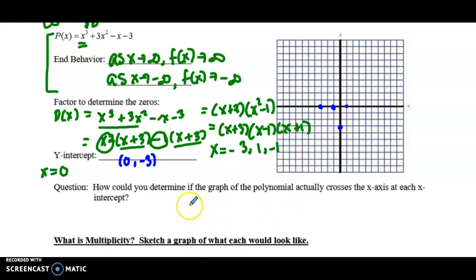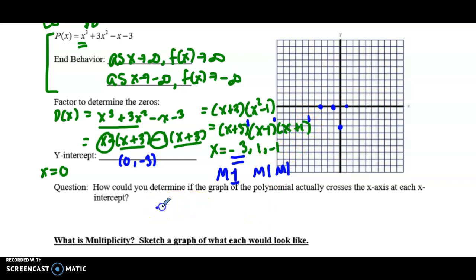And multiplicity is how many times you see each zero. So this zero of negative 3 has a multiplicity of 1. Multiplicity of 1 means this is x plus 3 to the first power. Okay, this is x minus 1 to the first power. There's only one of them. Multiplicity of 1 means how many of those zeros do we see? This has an exponent of 1 right here. This also has a multiplicity of 1.